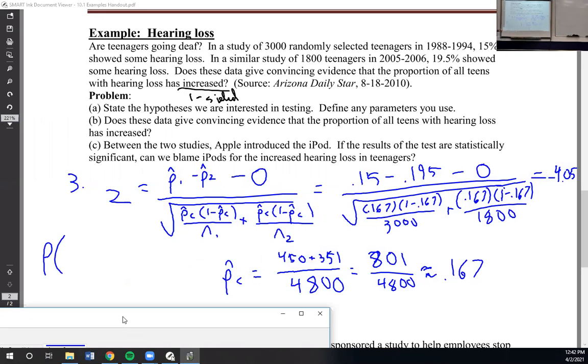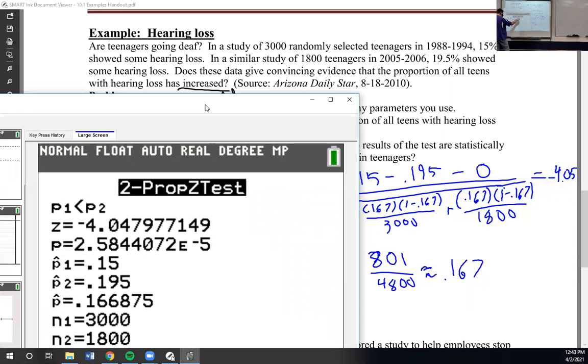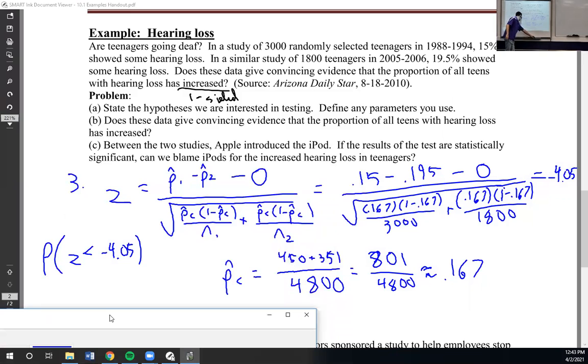If you want to put it in terms of the probability, since it's a one-sided test and our alternative is less than, we're using the left tail, so it'll be the probability that z is less than negative 4.05. And this is a pretty small p-value. This is times 10 to the negative fifth. So this would be 0.0000258.